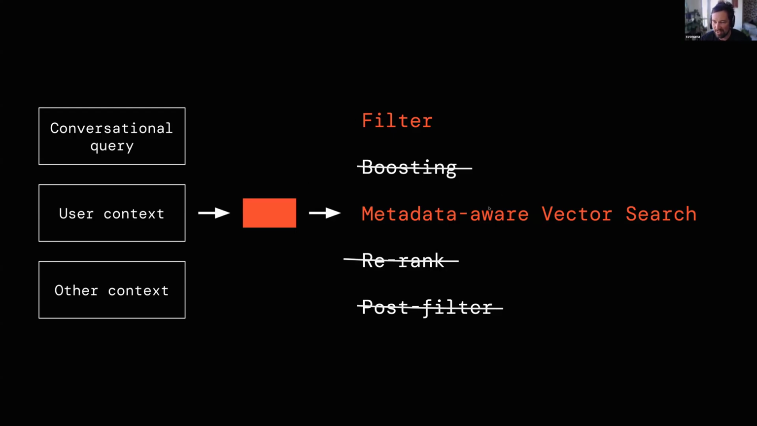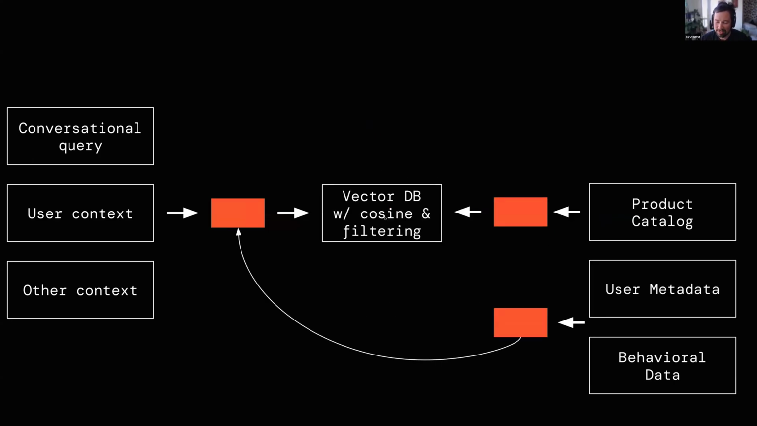So boosting is done within the embedding. Re-ranking you don't have to do, because now all your signals are in the vector and they feed into the ranking. You don't really have to do post-filtering. You do the pre-filter for access control and so on. So this should be the ideal output of your query understanding system. And then we have the vector databases, which are pretty good at vector search and filtering, right? So they can do that for you.